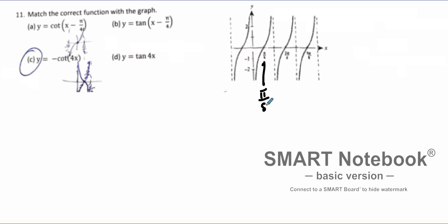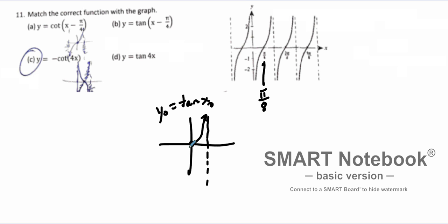Pi over 8. Now, the key thing is that you want to look for what do we know about tangent and cotangent? So this is going to be the key thing. Tangent graphs always pass through the origin, and normally when you have a tangent of our original, that's going to pass through the origin, and you have vertical asymptotes here and here. So you have one at negative pi over 2 and then pi over 2. And so that's a tangent graph.